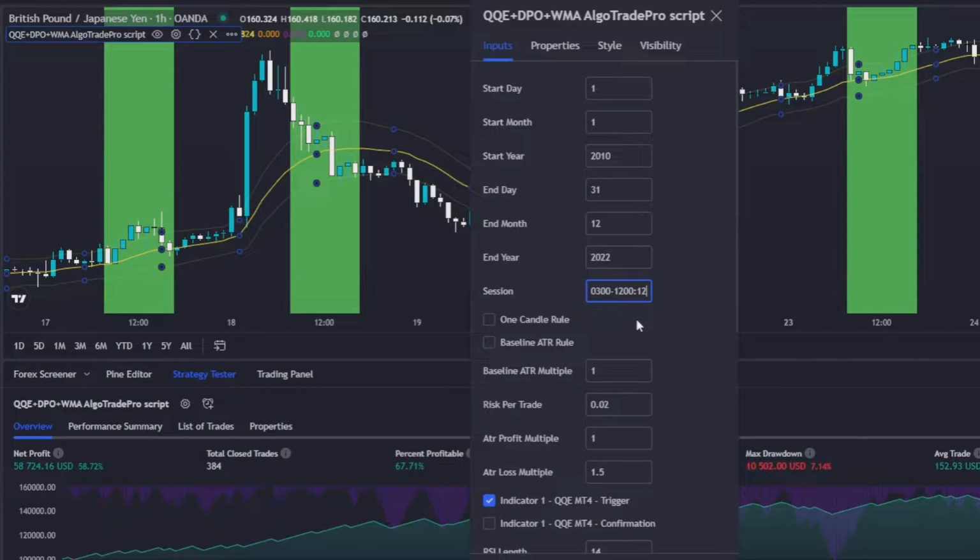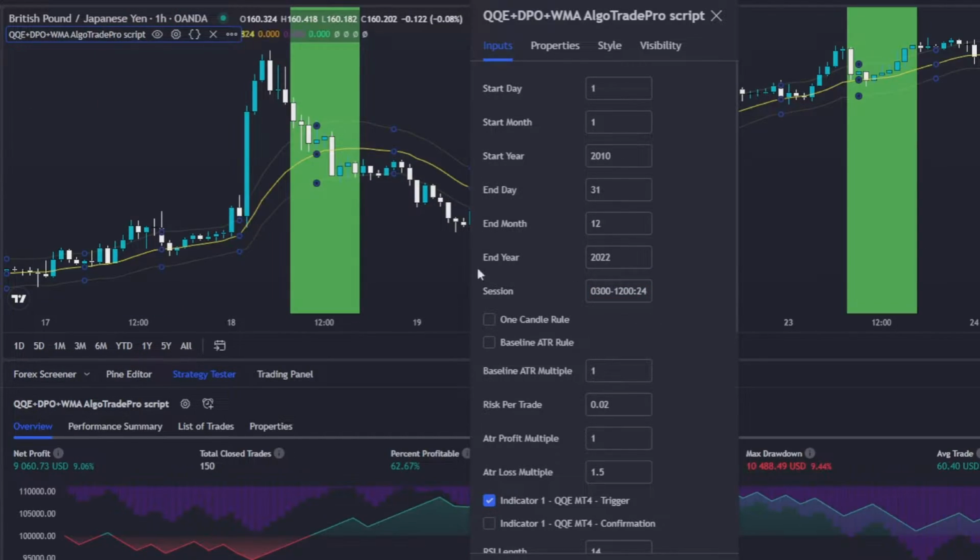Then, in relation to these numbers, they mean the days of the week. 1 is for Sunday and 7 is for Saturday. For example, if you only want the algo to consider trading days on Mondays and Wednesdays, then you put only the numbers 2 and 4 here.